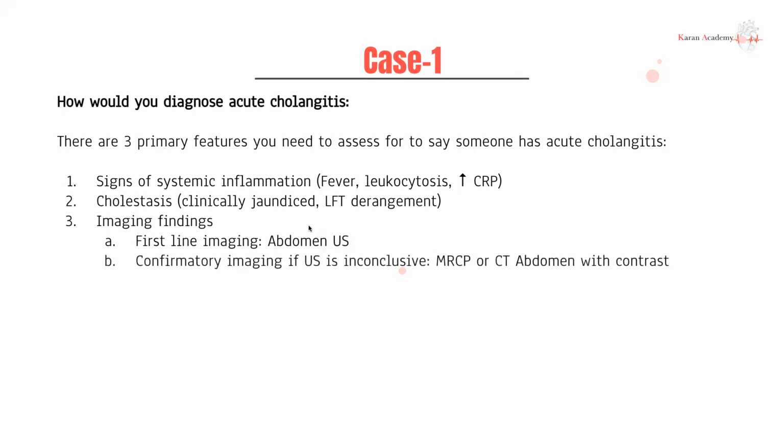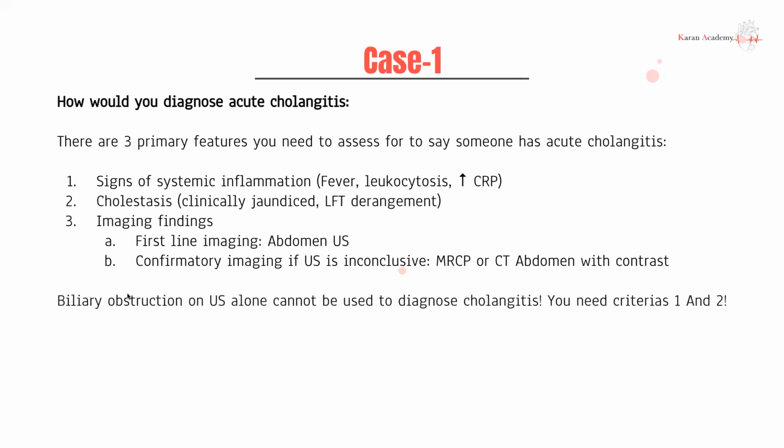The best conclusive imaging, if the ultrasound is inconclusive, is either MRCP or CT abdo with contrast. The contrast allows us to phase out the biliary tree, particularly to see if there's an obstruction. You would not be asked to choose between an MRCP or a CT abdo. They're both equally good, but they are confirmatory tests, versus abdo ultrasound, which you would always do as a first line.